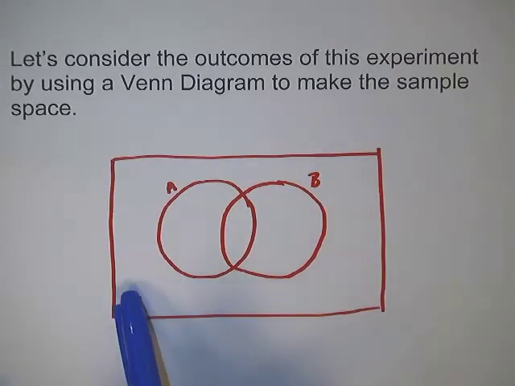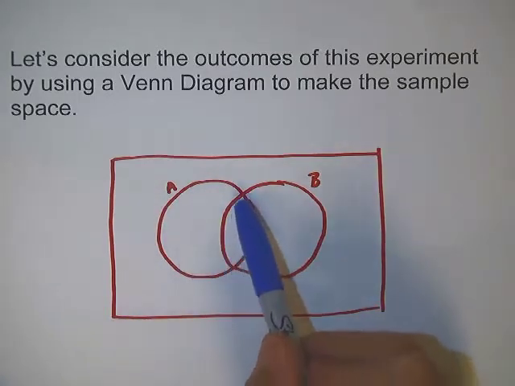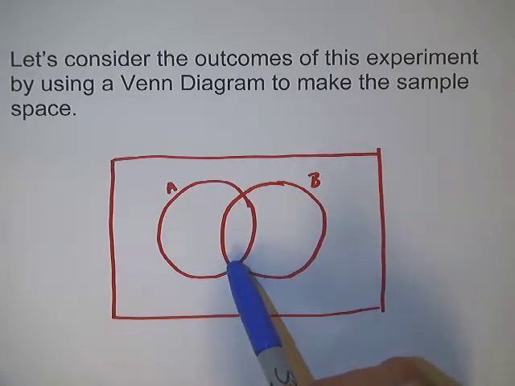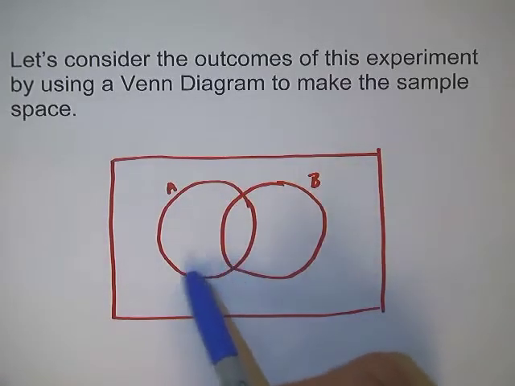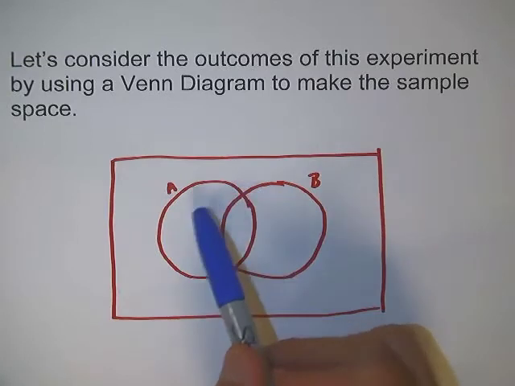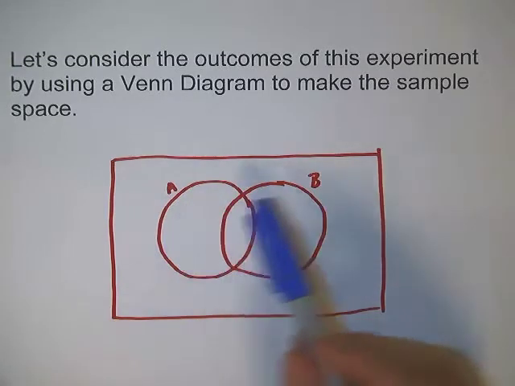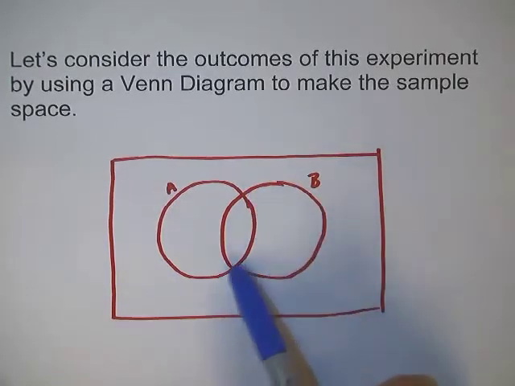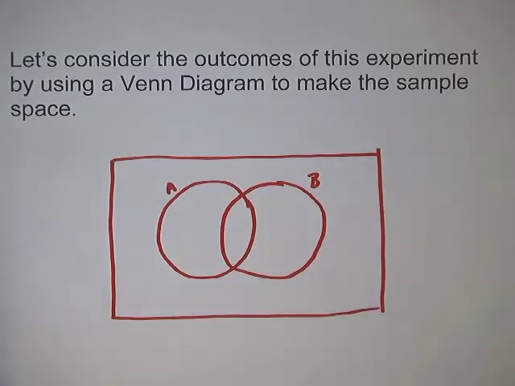The people outside of the circles would be right-handed males. The people inside of this region would be left-handed females. The people in just this area would be right-handed females, and the people in this area here would be left-handed males.